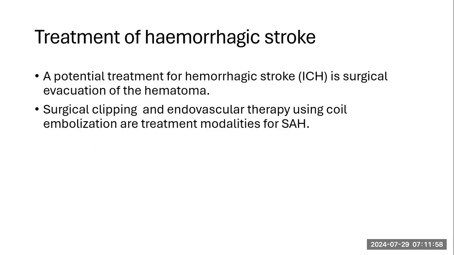As I've said, in the management of hemorrhagic stroke, neurosurgical consultation is needed in case there is an indication for surgical evacuation of hematoma. For other forms like subarachnoid hemorrhage, surgical clipping and endovascular therapy using coil embolization are also used.